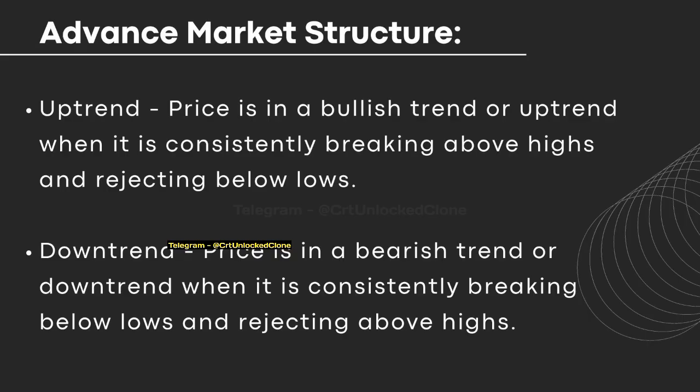Similarly, a downtrend is classified when price is consistently breaking below lows and rejecting above highs, meaning it's unable to have a displacement or expansion above highs, which is what we call rejecting above highs, and predominantly it's only able to expand lower below lows by breaking them and closing below them, right? This is how we classify a bearish market structure: breaking below lows and rejecting above highs. Now let's move on to the next slide and see how each one of them would look.